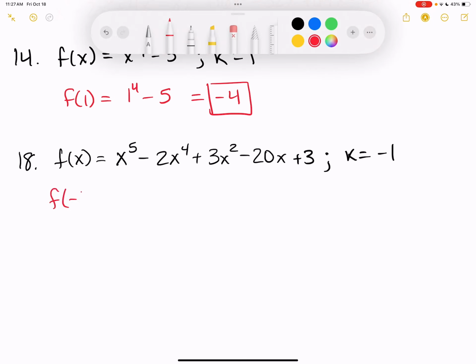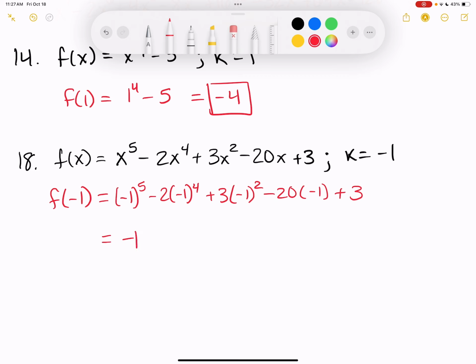All right, so we plug in -1 this time. So -1 to the 5th minus 2 times -1 to the 4th plus 3 times -1 squared minus 20 times -1 plus 3. So I've got -1 minus 2 plus 3 plus 20 plus 3. So that's 23. So that would be the remainder on that one.